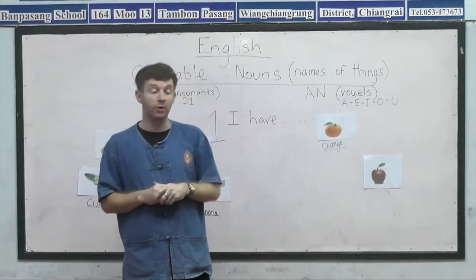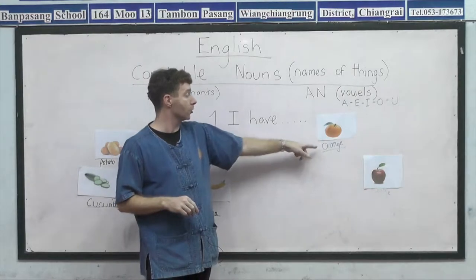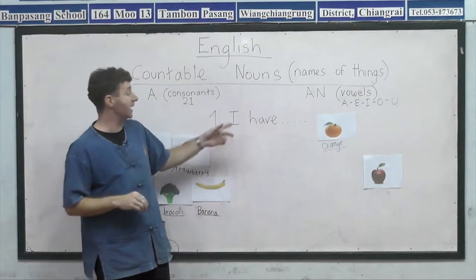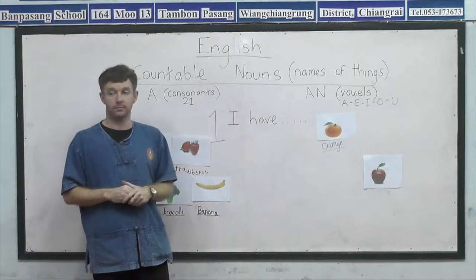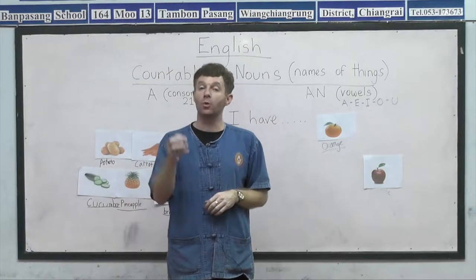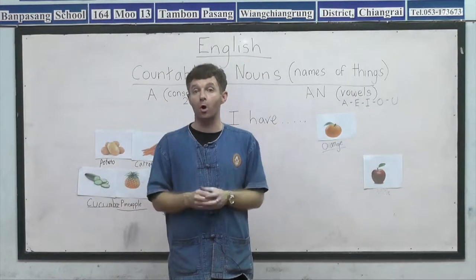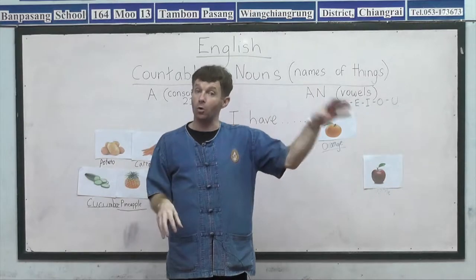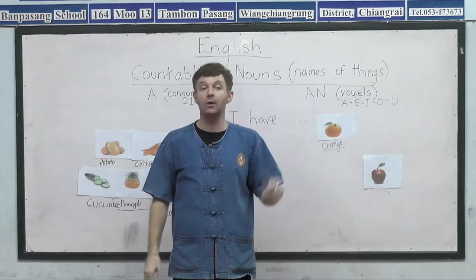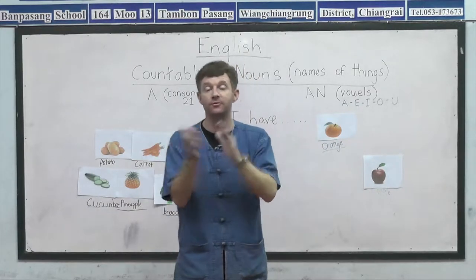And for vowel words, I have one orange. I have an orange. I have one apple. I have an apple. Perfect. We just replace the number one with the words a or an, depending on if they are consonant words or vowel words. Excellent, guys. Well done.